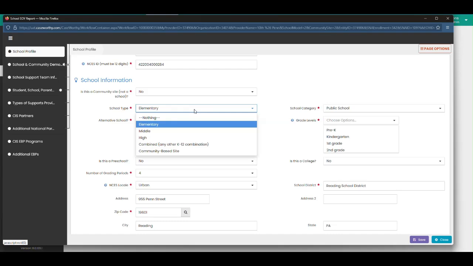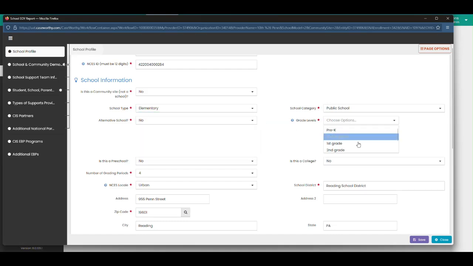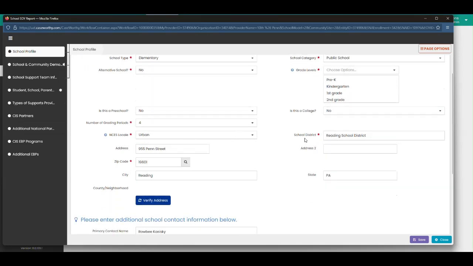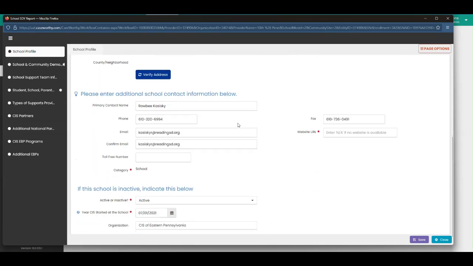Again, these things should be entered accurately already, but if not, go ahead and either make the change or request that we update that. Same for the grade levels. The grade levels that are selected should match the type that we put in here, and the system's going to check that. So it'll come back at us if we say that we're an elementary school and we serve grades K through 6. Same with the address. Everything should be fine.